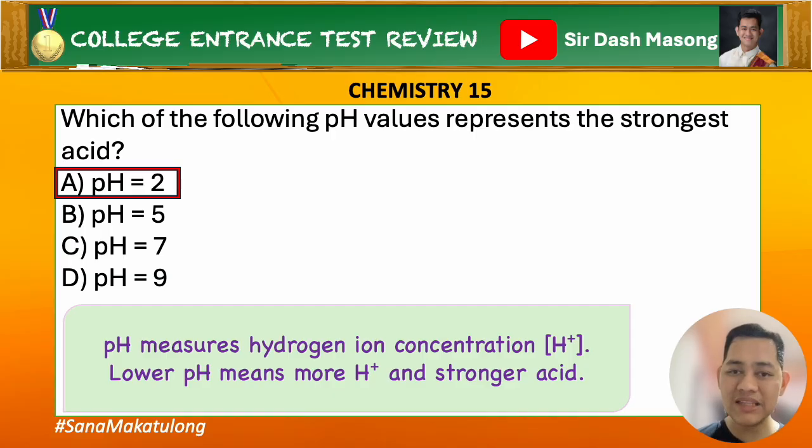Now, bakit mali si letter B, 5? Kasi ang tanong dito, strongest acid from the options. So, yung 5 is still acidic naman, pero weaker siya than pH 2. Actually, 10,000 times less hydrogen ions siya.